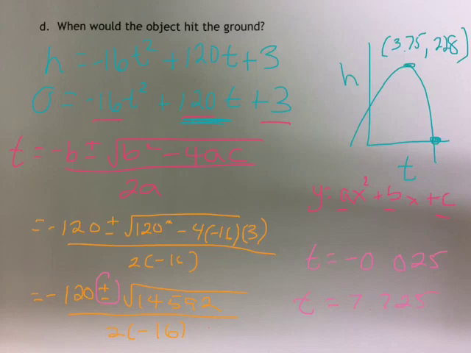Now, this first answer of negative 0.025, that's right here on the graph, which is back in time. Since the object was launched at 3 feet, it was never at this height of 0 at negative 0.025. So this 7.525 is what we're looking for. That is the x-coordinate for that point.